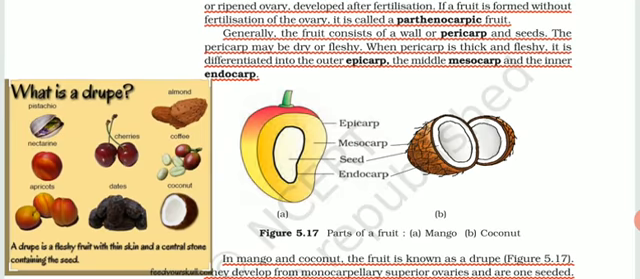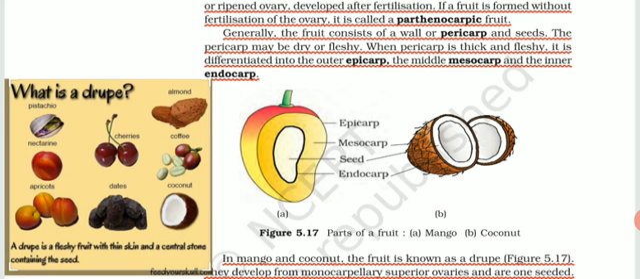Next we will talk about the fruit wall or the layer. The layering or the covering of the fruit, which is very important and helps in protection, is known as pericarp, and inside the seed is present. Pericarp can be dry or fleshy. Now you will come to know about it. When pericarp is thick and fleshy, it is differentiated into three parts.